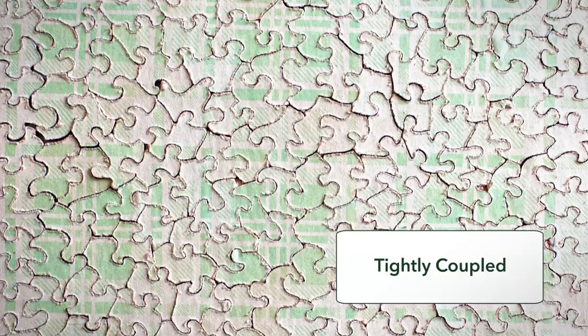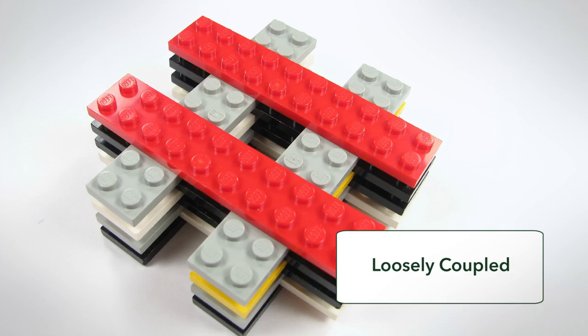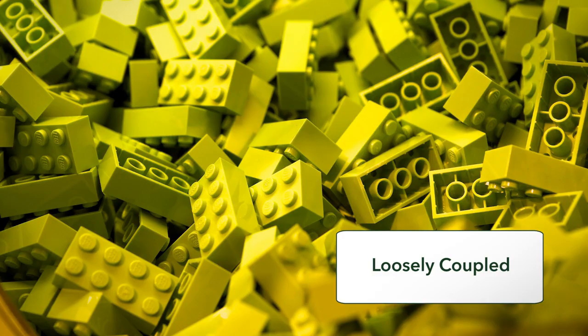Coupling for a module captures the complexity of connecting the module to other modules. If your module is highly reliant on other modules, you would say this module is tightly coupled to others. This is like having puzzle pieces. On the other hand, if your module finds it easy to connect to other modules, this module is loosely coupled to others. This is like Lego. You want coupling for your module to be loose or low, not tight.